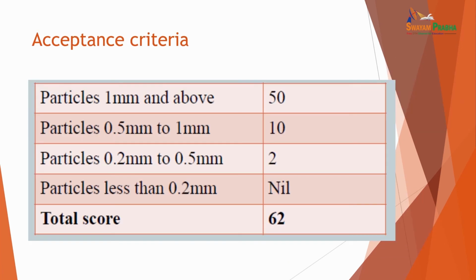So what is the acceptance criteria? Particles of 1 mm and above should be not more than 50, particles of 0.5 mm to 1 mm 10, particles of 0.2 mm to 0.5 mm 2, and particles less than 0.2 mm must be nil. Okay, total score 62, so not more than 62 particles should be there.